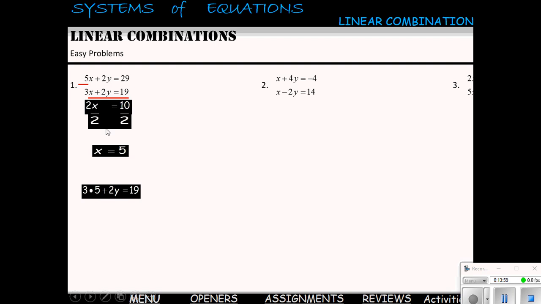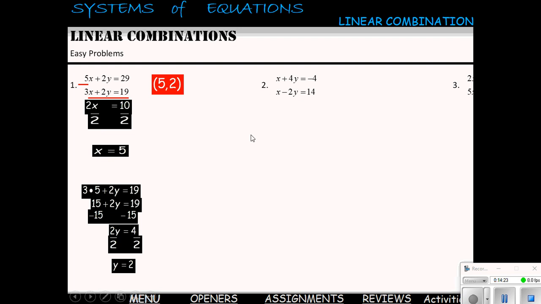Here, I'm going to take the bottom equation. 3 times, instead of x, I'm going to put 5. 3 times 5 plus 2y is equal to 19. So 3 times 5 is 10. Or sorry, it's 15. So 15 plus 2y is 19. If we subtract 15 from both sides, we get 2y is equal to 4. Divide by 2, we get y equals 2. So the solution of this system of equations is 5, 2.